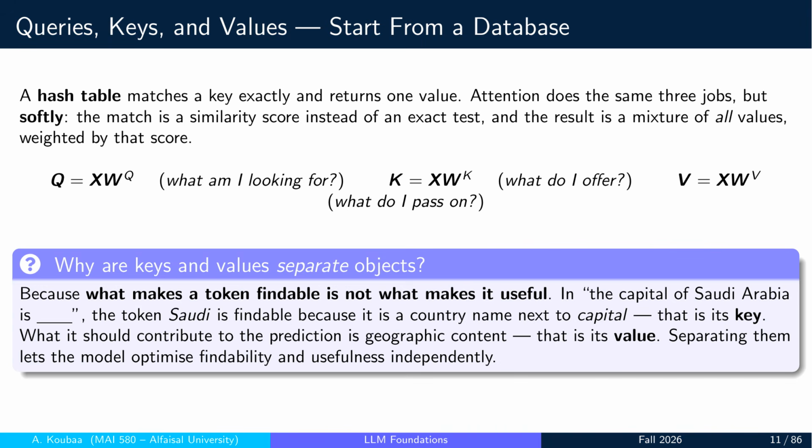Now, the 3 projections. The query asks, what am I looking for? The key advertises, what do I offer? The value carries, what do I pass on? Each one is the input multiplied by its own learned weight matrix. Now, the question in the box, and it is worth answering carefully. Why are keys and values separate objects? Why not use one vector for both?